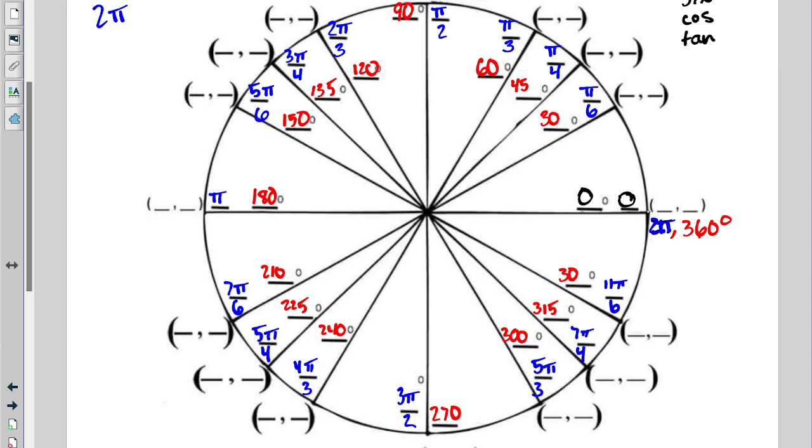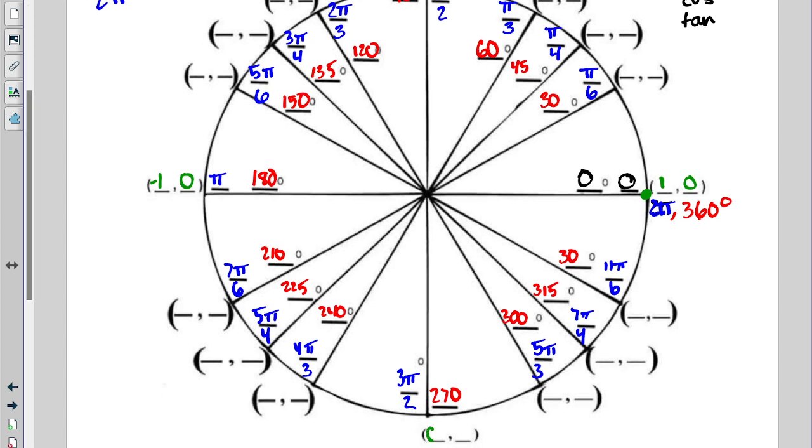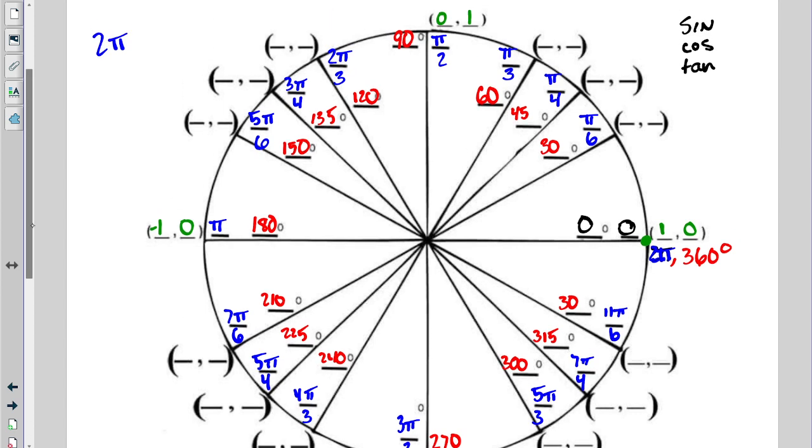And so this point out to the right here where we started, well, since the radius of the circle is 1, my x coordinate is going to be 1, but since I'm still on the x-axis, my y coordinate is going to be 0. Okay, so this is going to be at (1, 0). This one's going to be at (0, 1). This one's going to be at (-1, 0). And then down at the bottom, I'm going to be at (0, -1). Okay, and these are just the x and y point of where this would be on a coordinate grid.